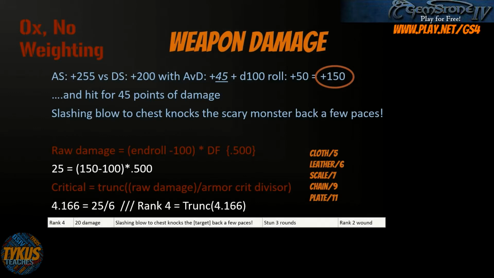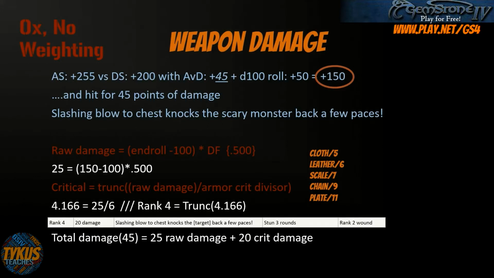If we dig into the wiki page, we can find the chart for slash damage and scroll down to chest, and you'll see that a rank 4 critical to the chest has 20 additional damage. It will apply a 3-round stun and a rank 2 wound. If we take all of this into consideration, we can see this is where we get our 45 points of damage. We get 25 from our raw damage, and 20 from the additional crit damage of a rank 4 wound.